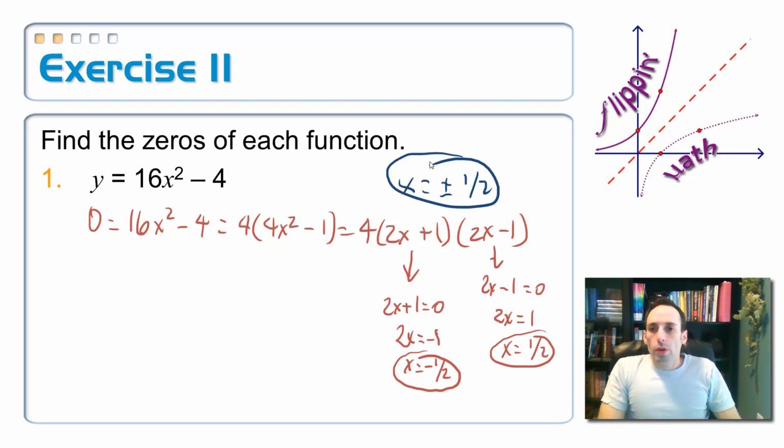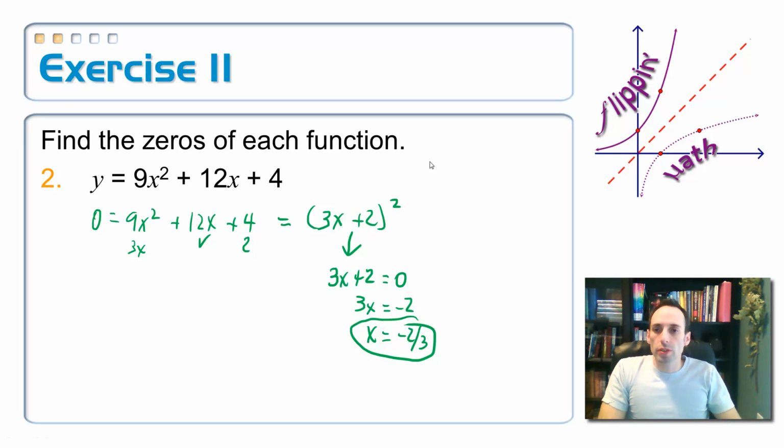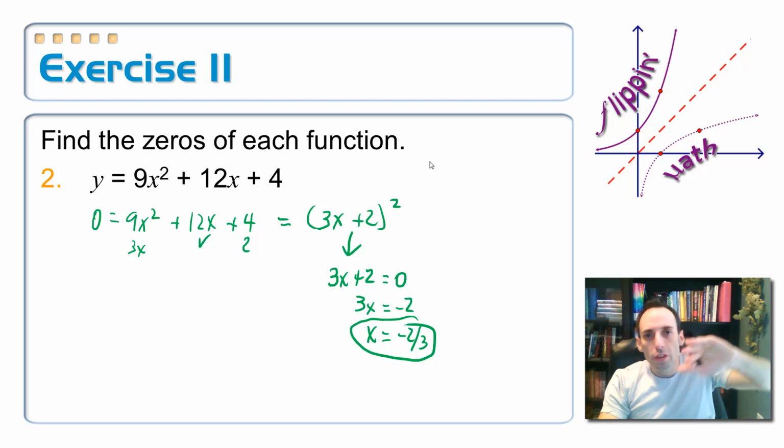Okay. So on the second one you set it equal to 0, and you see 9 and 4. Hey, those things are perfect squares, so you check out the middle term. So the square root of 9 is 3. The square root of 4 is 2. 3 times 2 is 6. If you double it, you get 12, so that's a perfect square trinomial. Factors as 3x plus 2 squared, which just means you have 3x plus 2, 3x plus 2. You set them both equal to 0. It's the same thing, so you might as well just only do it once. You got x equals negative 2/3, which means, of course, that this is where the vertex would touch the x-axis. It only touches one place.